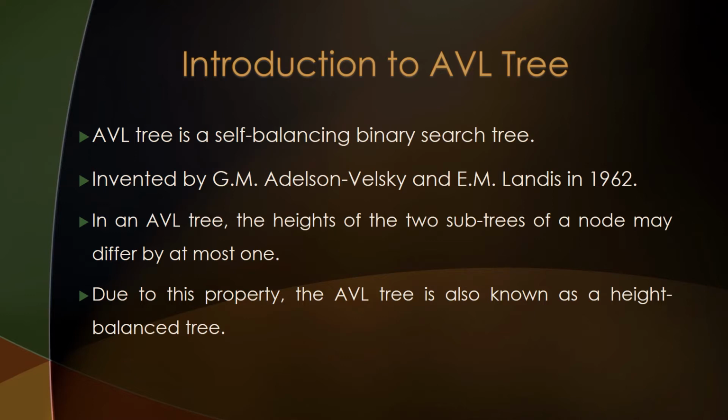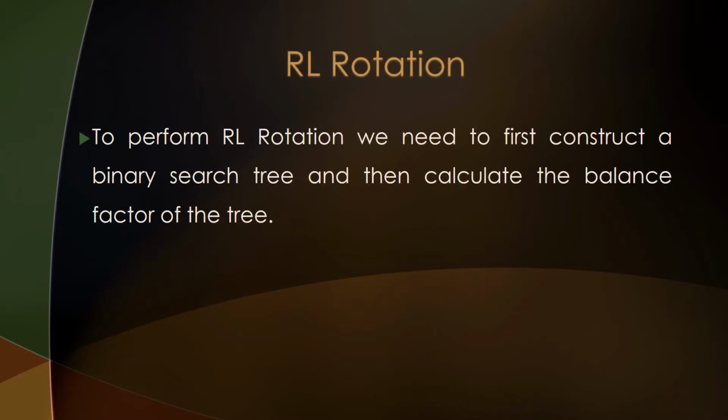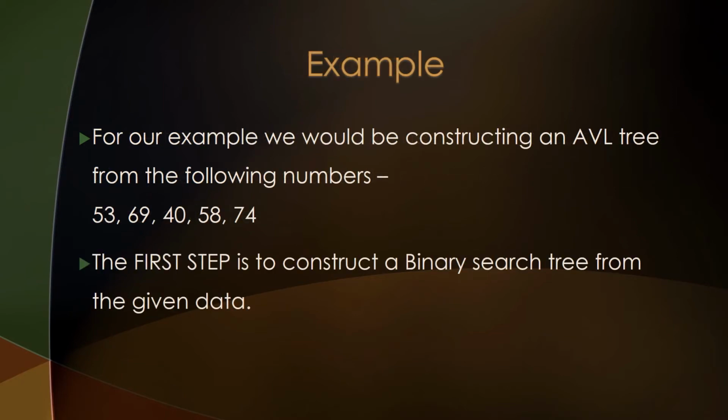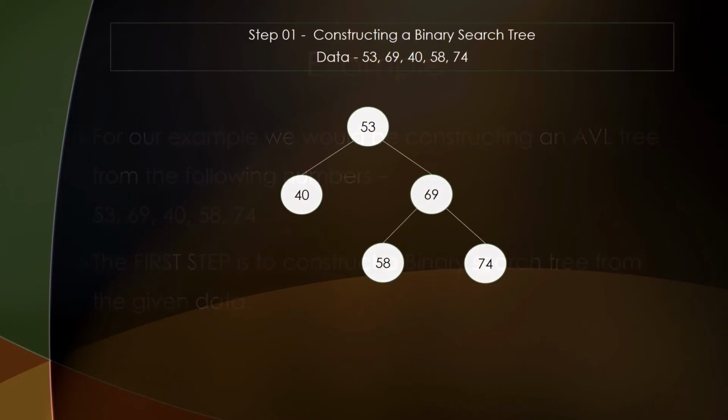And now we begin with the actual RL rotation. So to perform RL rotation, we first need to construct a binary search tree and then calculate the balance factor of the tree. Now for our example, we will be using the following numbers to construct the AVL tree: 53, 69, 40, 58 and 74. Now as I have stated, the first step is to construct a binary search tree from the given data. So this is how the binary search tree should look for our example.